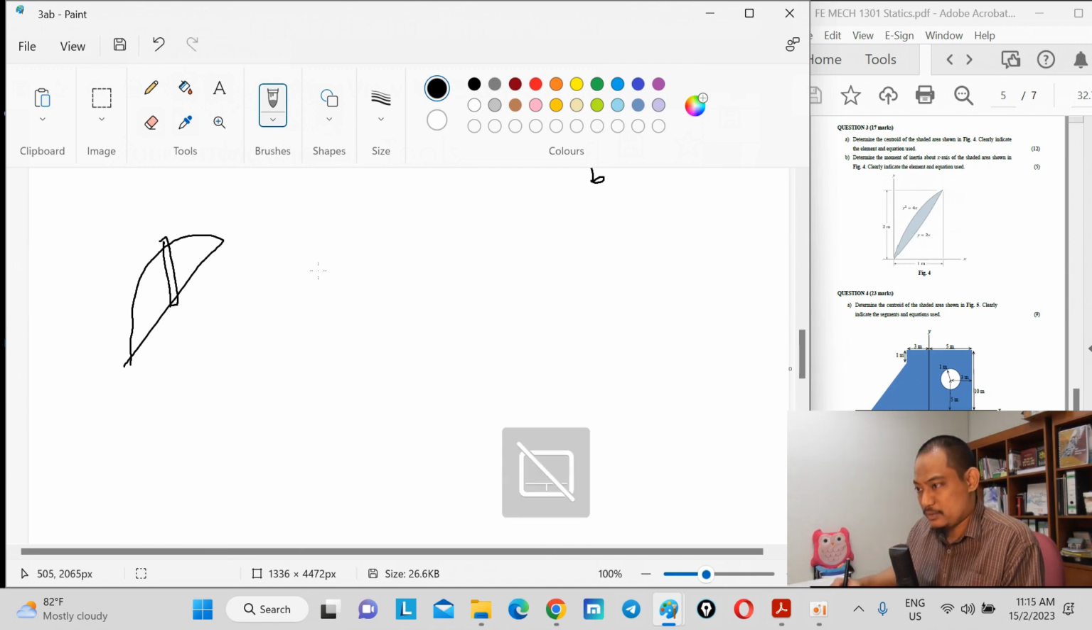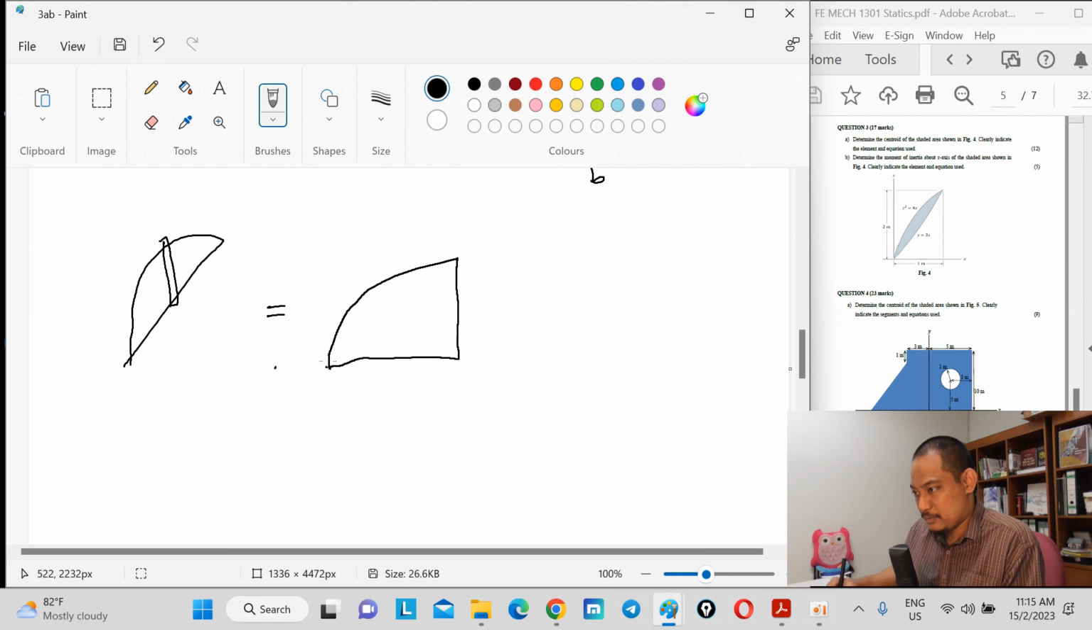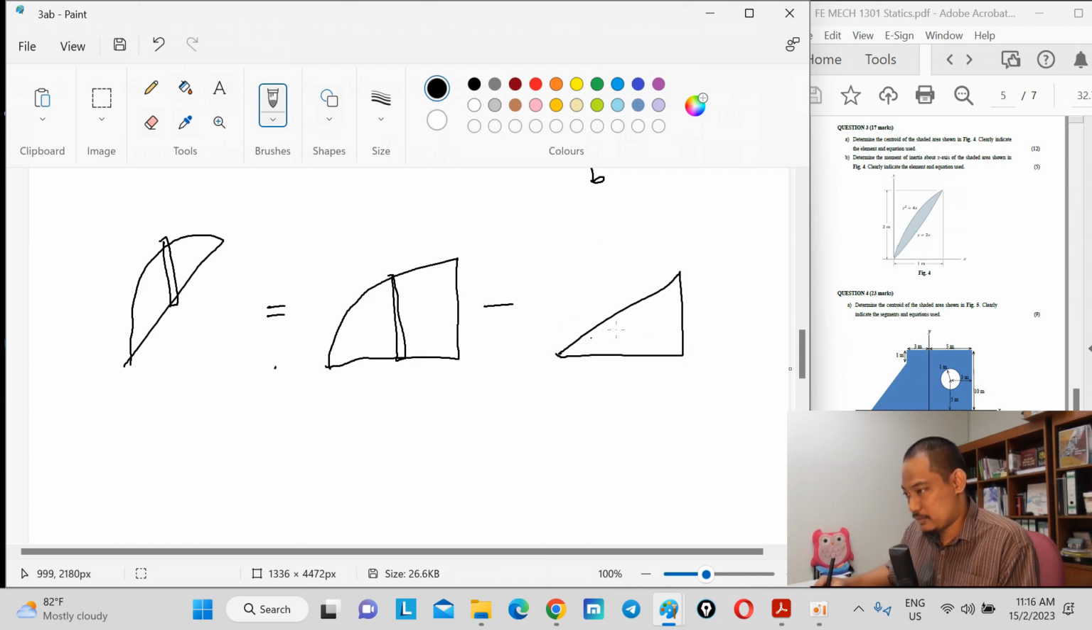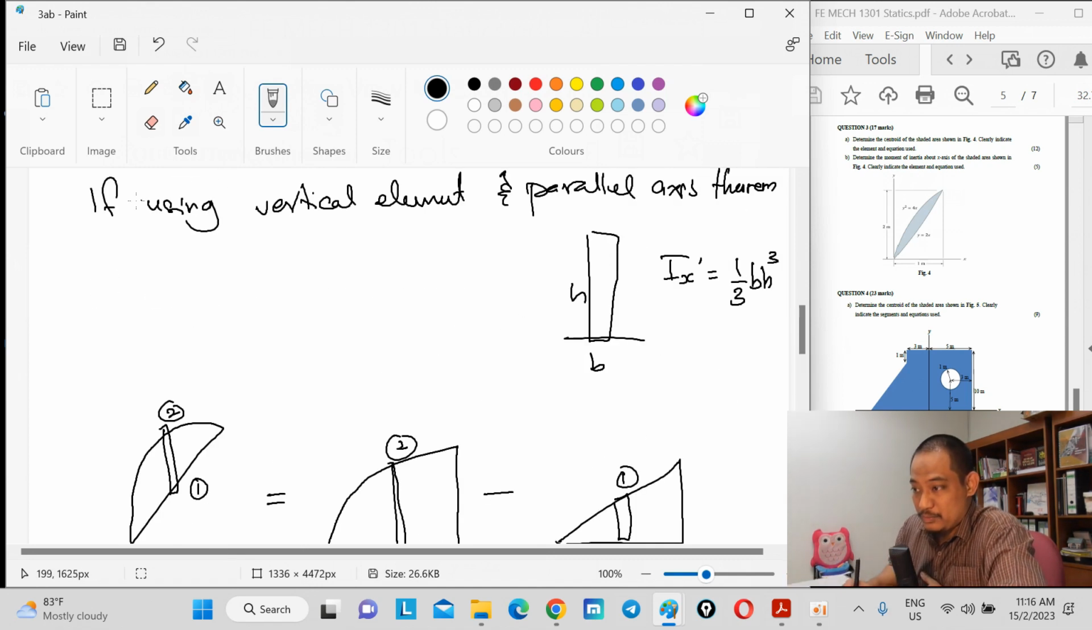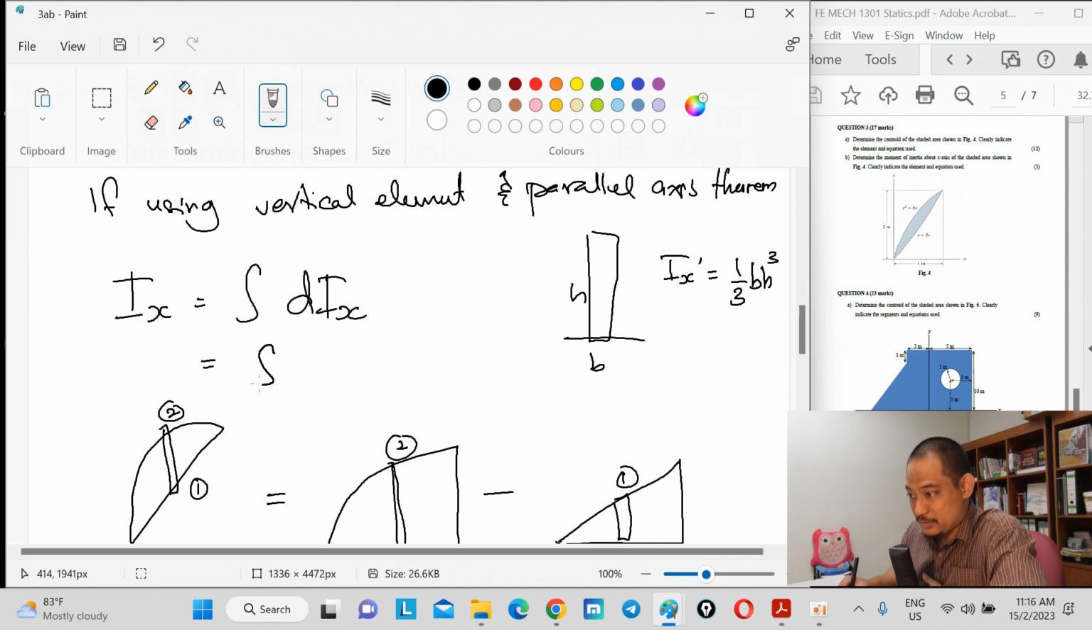This vertical element is actually this vertical element minus this vertical element, where this is line 2 and this is line 1, so that if you use this, you can do it, right? Because the equation will be Ix equal to the integration of dIx, right? And dIx we get from this parallel axis theorem.